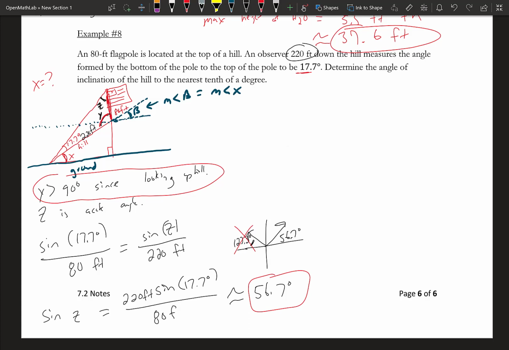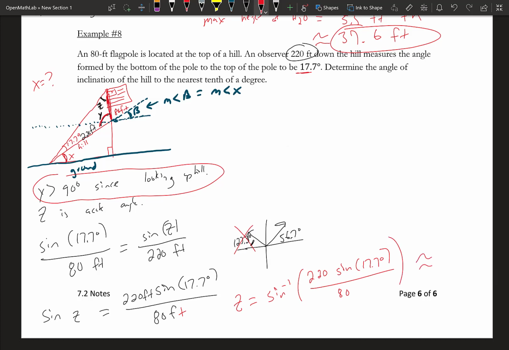So we know that for z. Whoops, I shouldn't have labeled that way. So z would be equal to inverse sine of 220 times sine of 17.7 degrees divided by 80, and that's what was approximately equal to 56.7 degrees. That's z, not the sine of z. Sine of z would have to be between -1 and 1, right? So just make sure you fix that notation. Sorry about that.